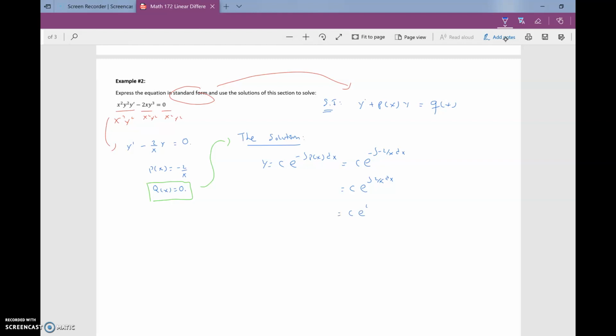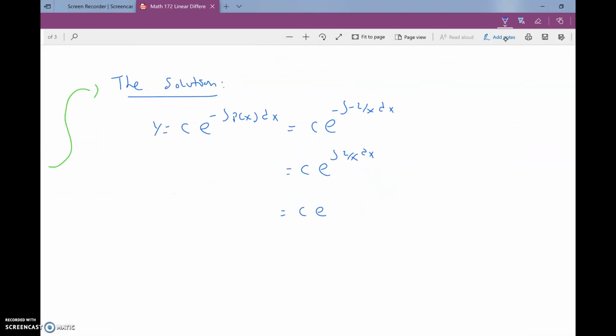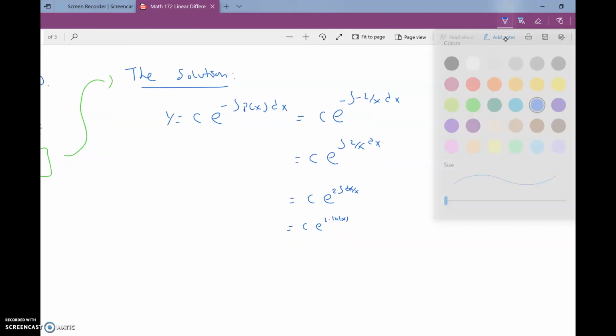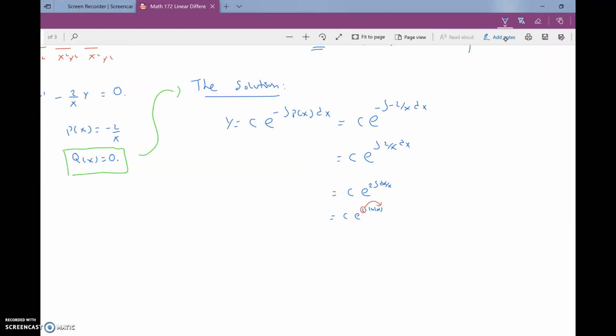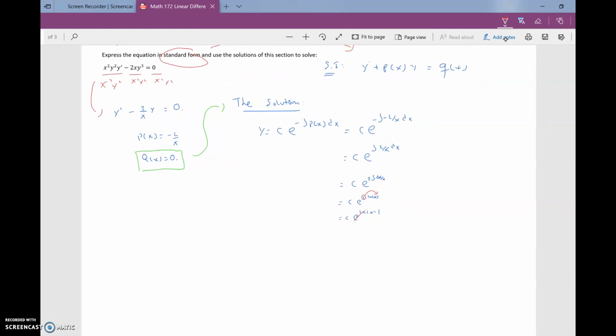Let me rewrite it. So this is going to be 2 integral of dx over x, which is just c e to the 2 times the ln of x. Technically there's a plus c there, but we already have the constant of integration, so I'm just going to rewrite it. And in this case, you're going to end up with c e to the ln of x squared, and these cancel. So we end up with c x squared.